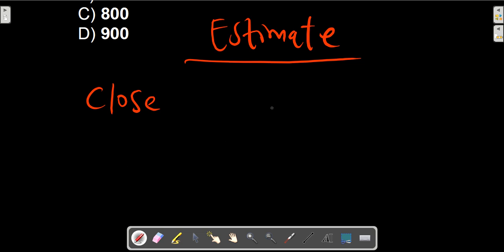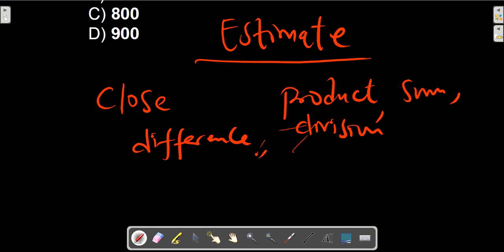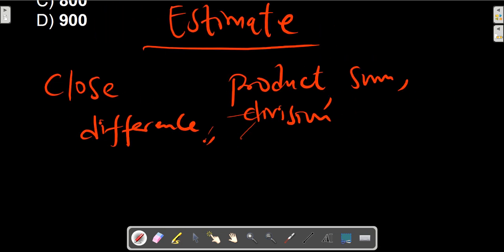So we could estimate products, we could estimate sums, we could estimate differences, that's subtractions. We could also do some division kind of estimates, okay? Alright, now let's take a look at how it works.